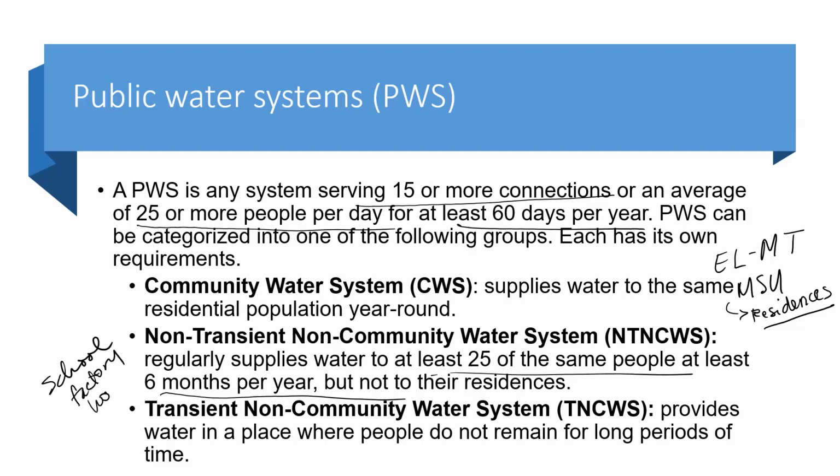Could be hospitals. A transient non-community water supply supplies water where people don't remain in that location for long periods of time. So this is, for instance, a campground, a rest stop. No one is residing in a rest stop, hopefully, and a campground. Yes, they're there, but only for a short period of time.